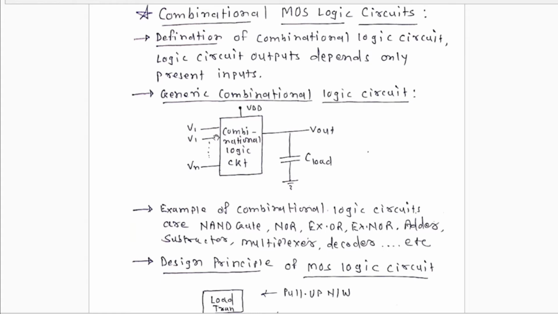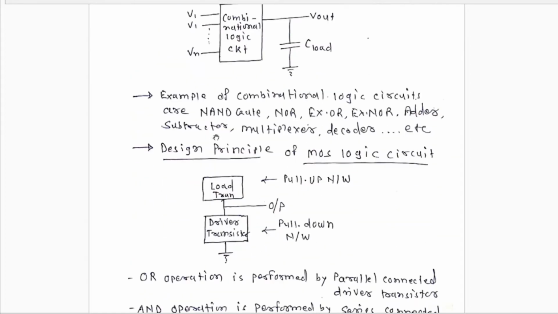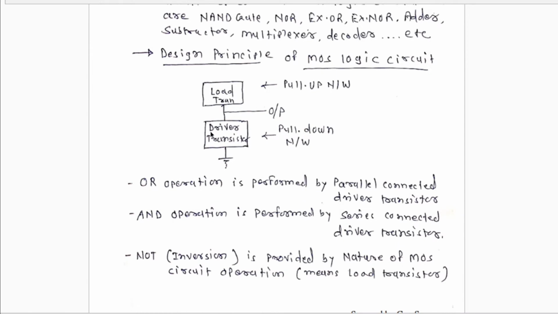Now, the design principle of MOS logic circuits. This is a simplified block of a MOS logic circuit. In any MOS logic circuit, there are two things: one is a load transistor and another is a driver transistor. The load transistor is known as the pull-up network and the driver transistor is known as the pull-down network.